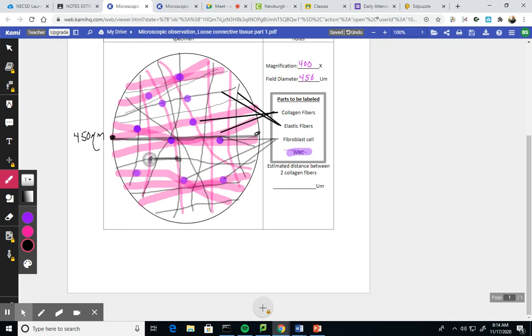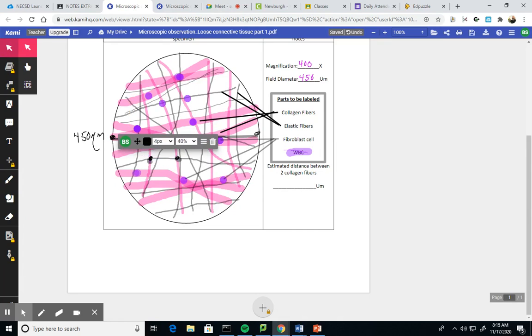Well, what is the distance from here to here? I'm going to use my select tool so I can move that line. There we go. And I'm going to go 1, 2, 3, 4, 4.5. It looks to me. Wouldn't you agree?